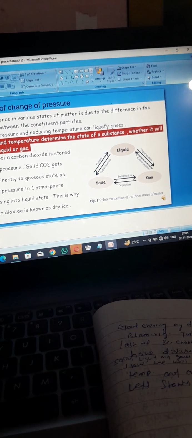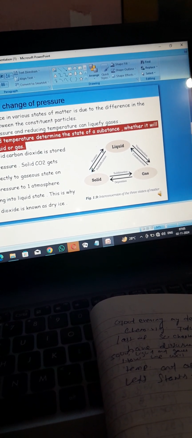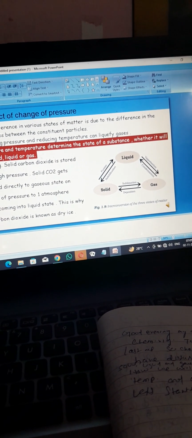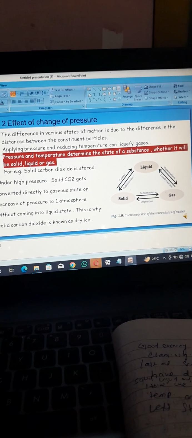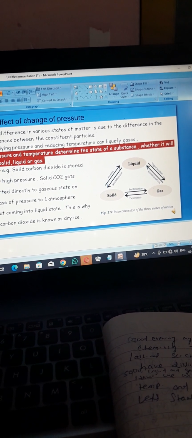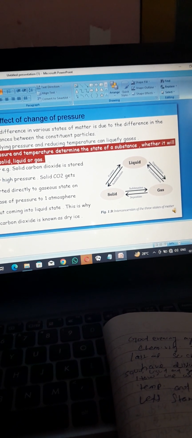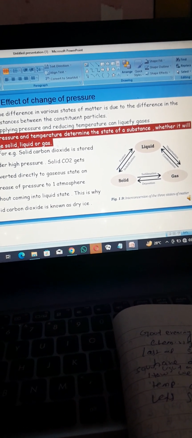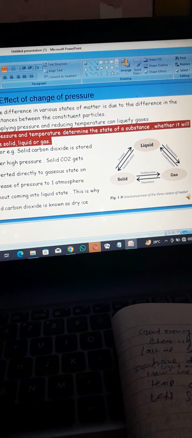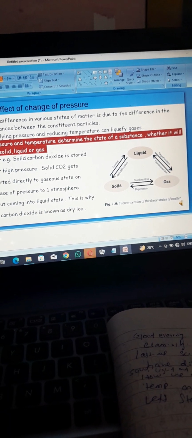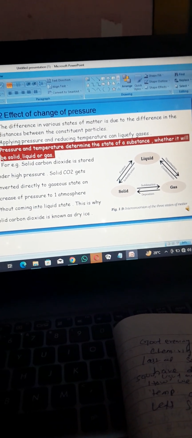In this figure 1.9, we see the interconversion of the three states of matter. Solid becomes liquid and becomes gas, and the gas becomes liquid and becomes solid. So you have to understand figure 1.9. If you have any doubt, you can put your query in my comment box. Solid sublimes into gas, then it condenses to liquid, then solidification. Solid to liquid is fusion, liquid to gas is vaporization, and again deposition into solid.